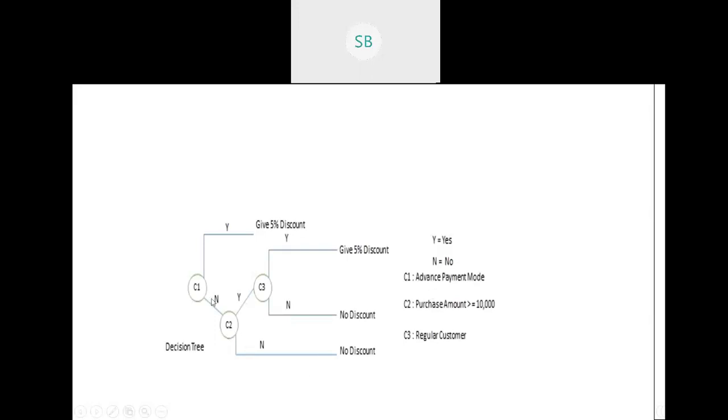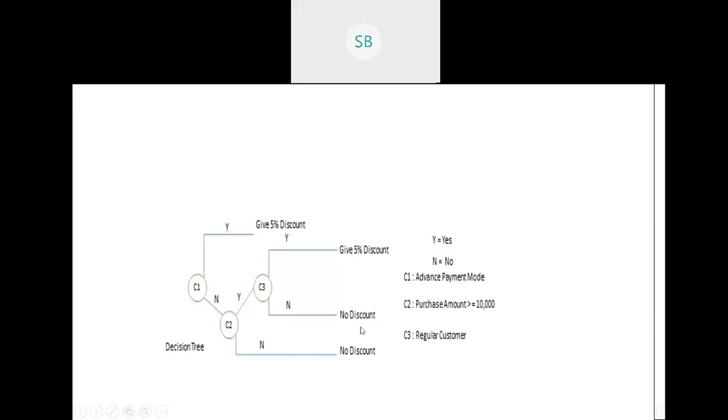See, you have condition C1, advance payment mode. Either it's yes, give 5% discount, or no, then go to C2. In C2, what is the condition? Purchase amount greater than 10,000. If it is yes, then go to condition C3, otherwise no discount. C3 is regular customer. If it is yes, give 5% discount, if no, then 10% discount.